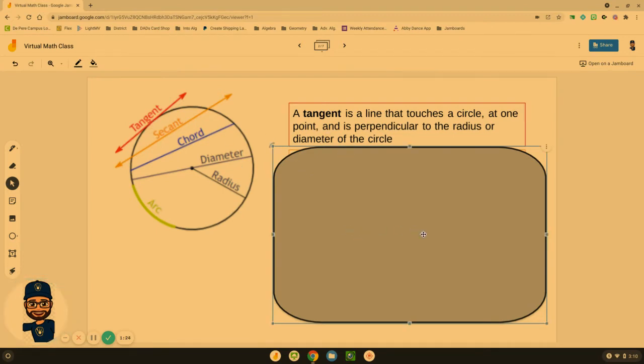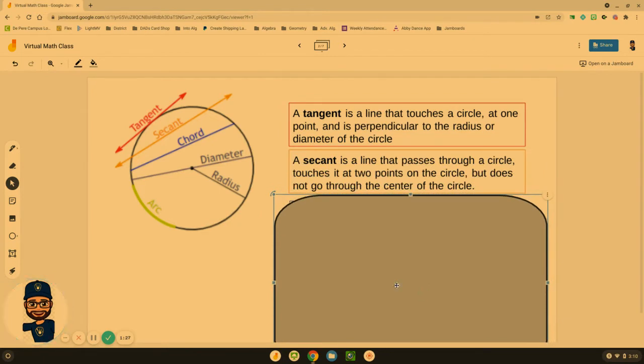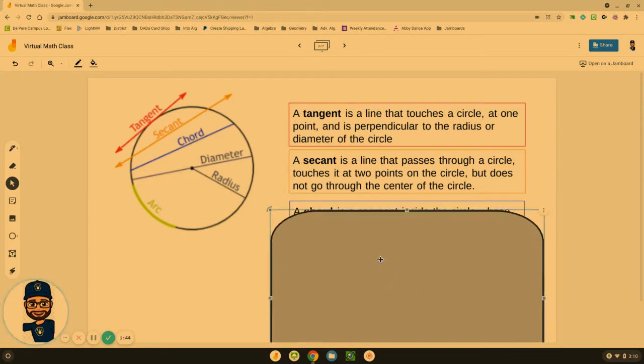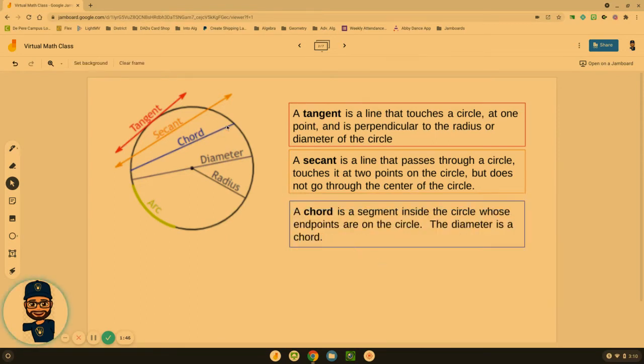That's a tangent. A secant is a line that passes through the circle, goes through, it extends in both directions, and it touches the circle at 2 points. But it does not go through the center. Not through the center. A chord is just like a secant then, where it has 2 ending points on the circle, but it doesn't go through the center. The diameter is considered a chord, but we call it very specifically a diameter. Okay, chord goes through the circle.